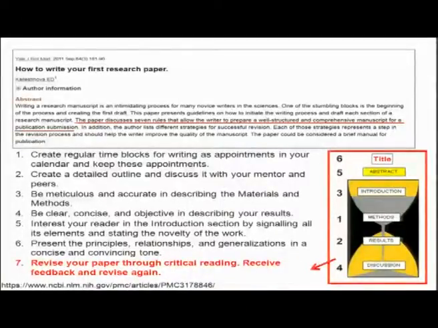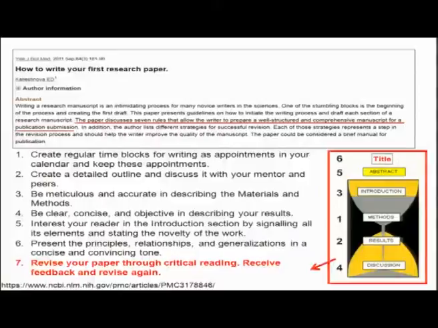No. We are yet to discuss something which is equally important, that is the 7th bullet in this particular slide coming from the paper, how to write your first research paper, which says revise your paper through critical reading, receive feedback and revise again. The meaning of this particular bullet is that if you have written your research paper, it does not mean that it is complete.